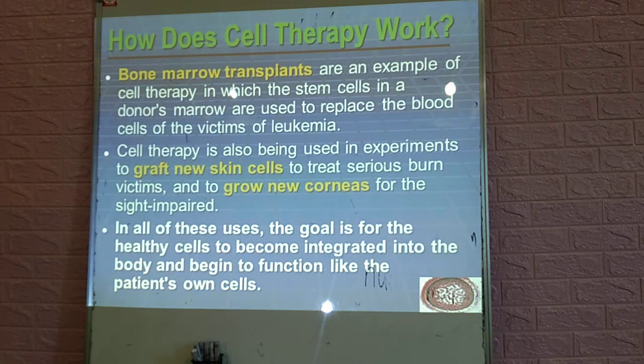Remember, as what was stated, guys, we can form a specific tissue or organ with the use of stem cell therapy. In all of these uses, the goal is for healthy cells to become integrated into the body and to begin to function like the patient's own cells. So that is once again the gist of why we do stem cell therapy.